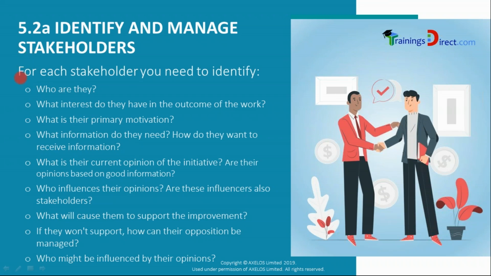Identify and manage stakeholders. For each stakeholder, you need to identify who they are, what interests they have in the outcome of the work, what their primary motivation is, what information they need, and how they want to receive information. What are their preferences? Do they like email or verbal information? Why do they want that information? Does it help them make decisions, or do they just want to be kept aware? How interested are they?